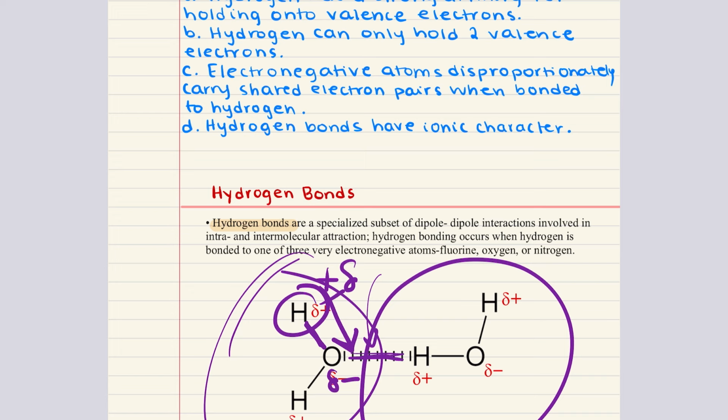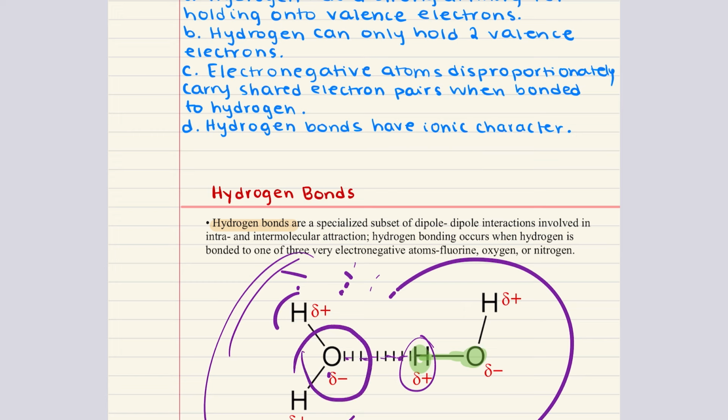Now, C is fantastic, but let's read D anyways. D says hydrogen bonds have ionic character. Okay, that is just outright false. That is not a true statement, right? Hydrogen bonds do not have ionic character. Ionic bonds involve the transfer of electrons and the formation of charged ions, whereas hydrogen bonds are purely electrostatic interactions between partial charges on polar molecules, like we see here, right? We have this partial positive charge on a hydrogen that's bonded to an oxygen, and then this hydrogen goes out and has a hydrogen bonding electrostatic interaction with another water molecule, but the oxygen atom that has that partial negative charge. All right, so the correct answer then for 8 is going to be C.